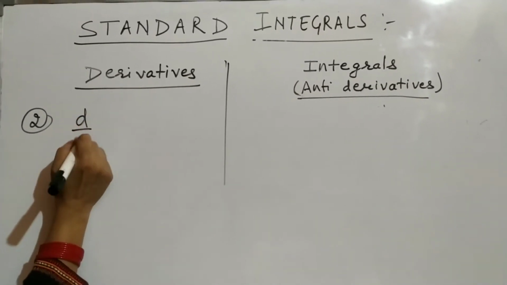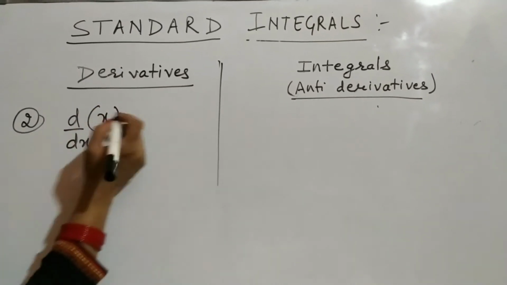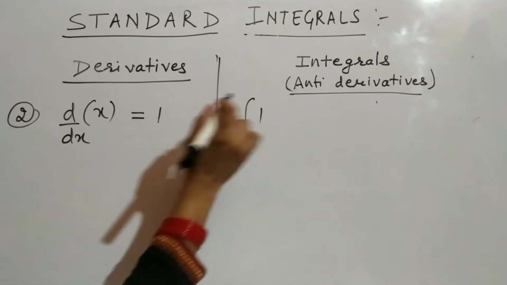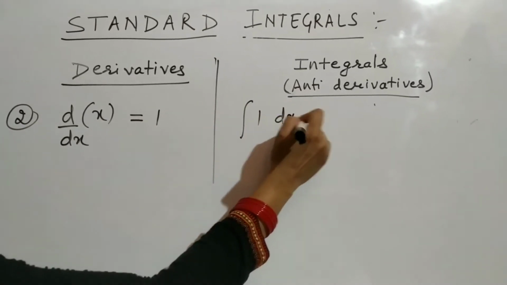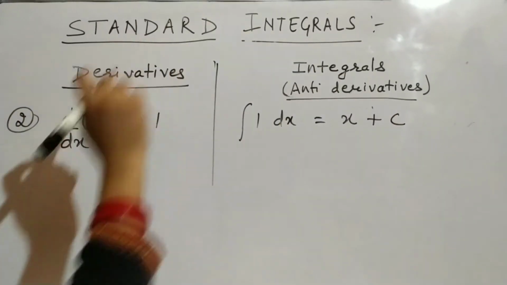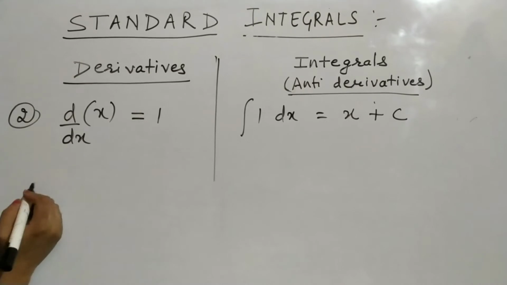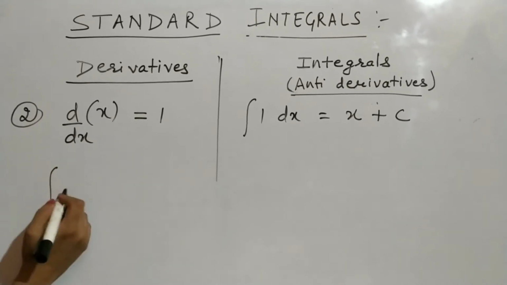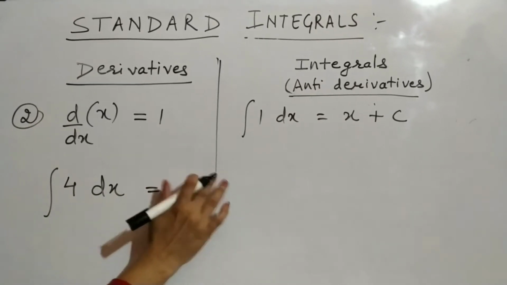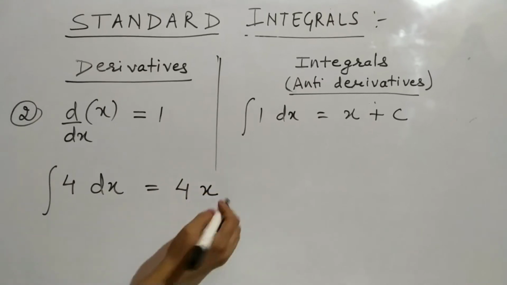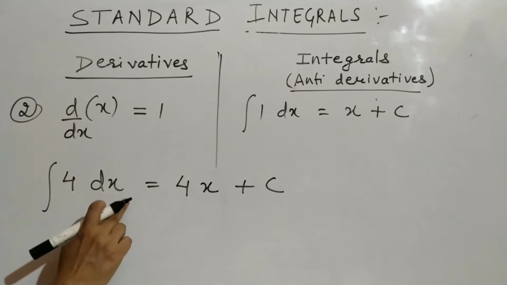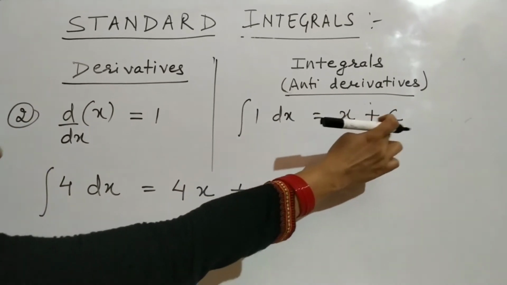Now we know that the derivative of x with respect to x is equal to 1. That implies the integration of 1 with respect to x is equal to x plus c. Means if we have to find the integration of 4 dx, then it is equal to 4x plus c. Integration of a constant with respect to x gives that constant times x plus c.